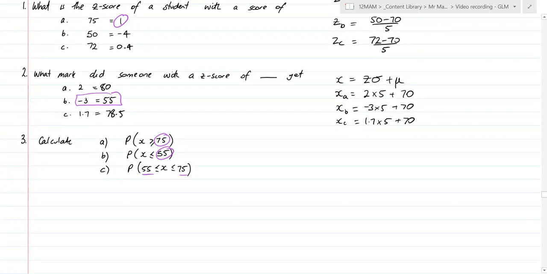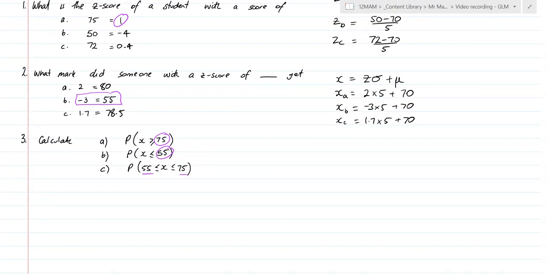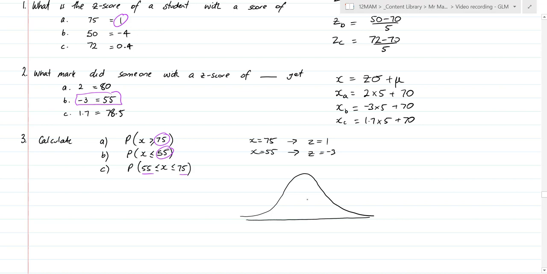But I'm going to also show you how to do it in a calculator using a different technique. But let's start by doing our Z-score conversions. X equals 75 has a Z-score equaling to 1. That's from 1A. And X equals 55 has a Z-score equal to negative 3. And so we have this. Here is our normal distribution.